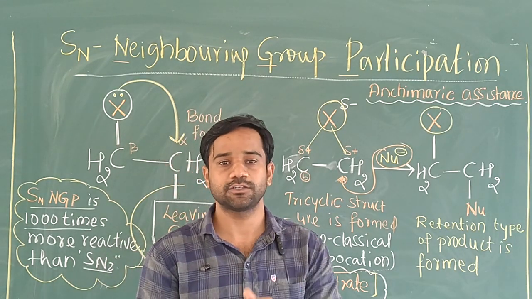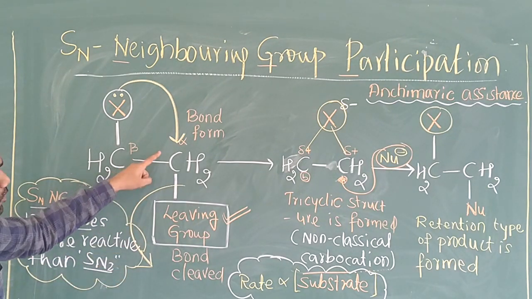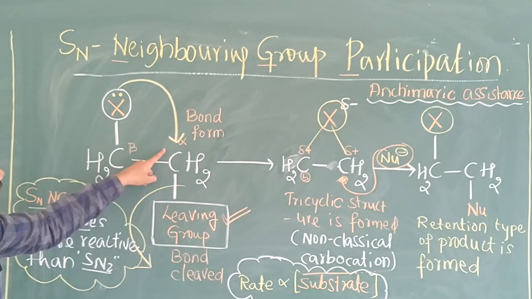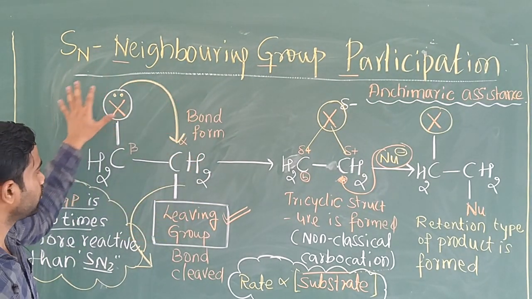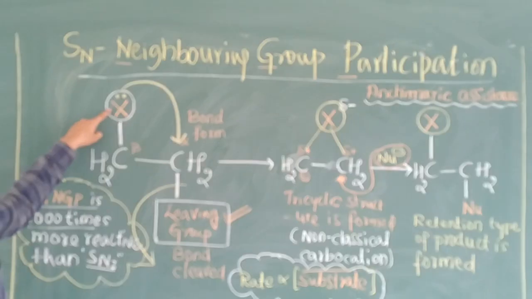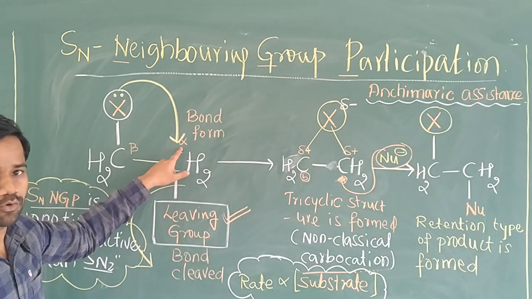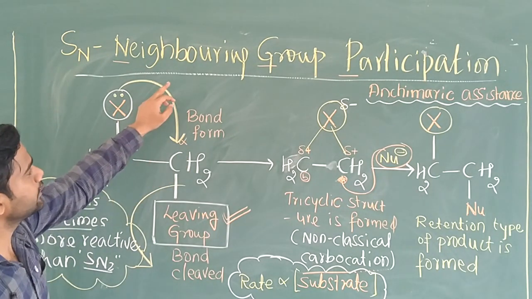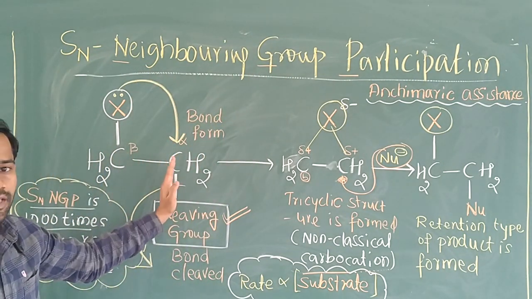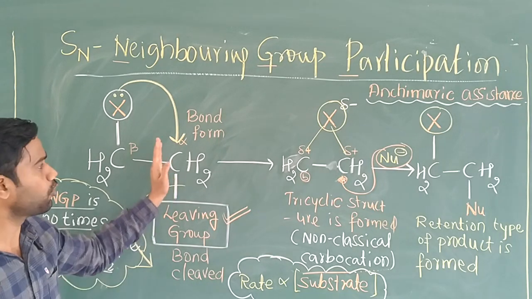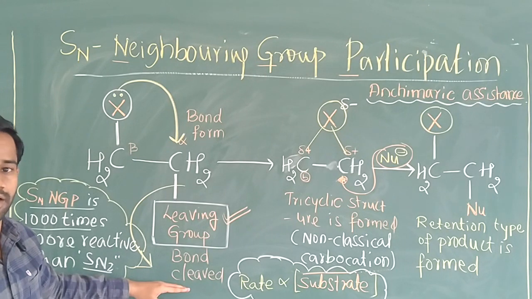Let us start. How does it proceed? I am taking an alkyl halide compound where, in the alpha position, I have the leaving group, and in the beta position I have a halogen group. The halogen group is going to attack the alpha carbon first. That is why it is known as the neighboring group. The neighboring group attacks, a new bond is formed and the old bond is cleaved.